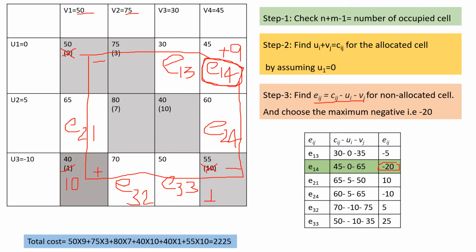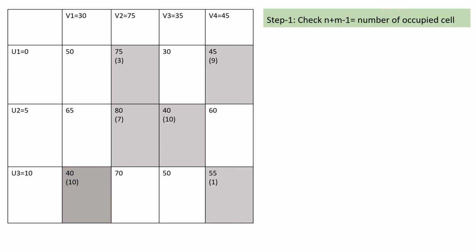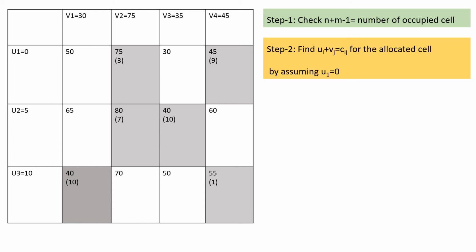By the way, in this new table the cost starts to decrease. With this step we can minimize at least by 25, compared to starting from the northwest corner. This is the new table with the newly assigned cells. So let's start step 1. We check that n plus m minus 1 equals the number of occupied cells, and second, ui plus vj equals cij for the allocated cells, by assuming u1 equals 0.